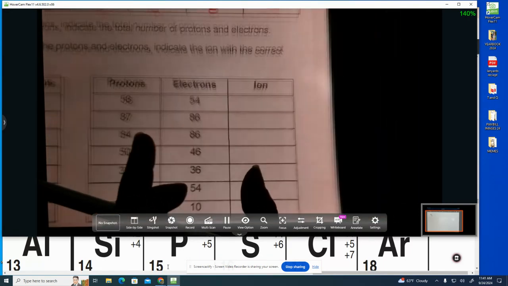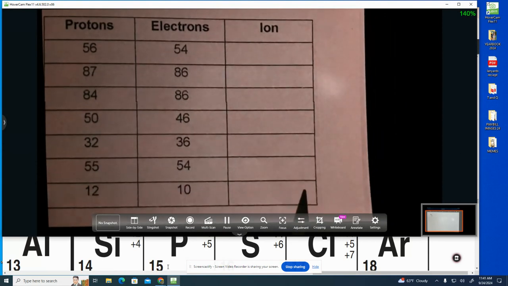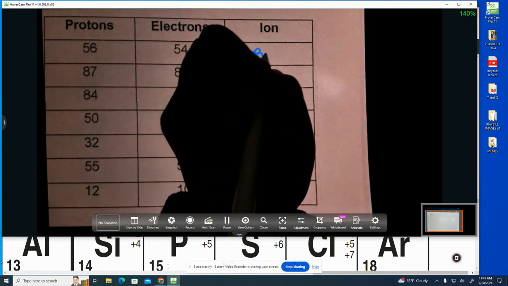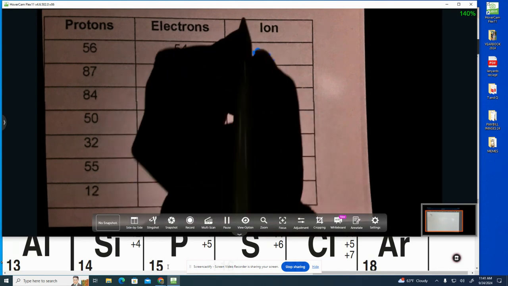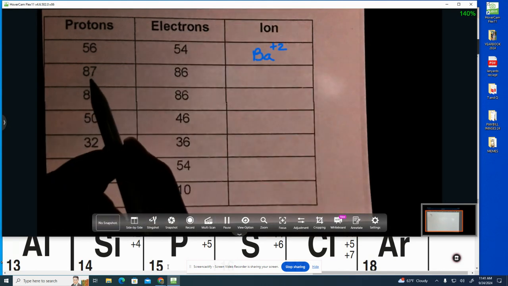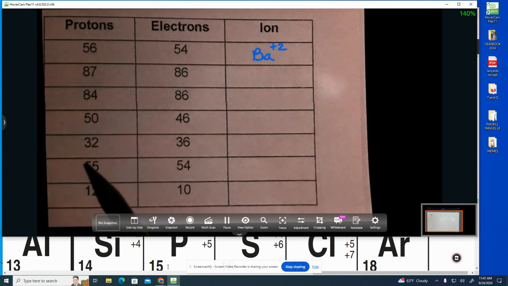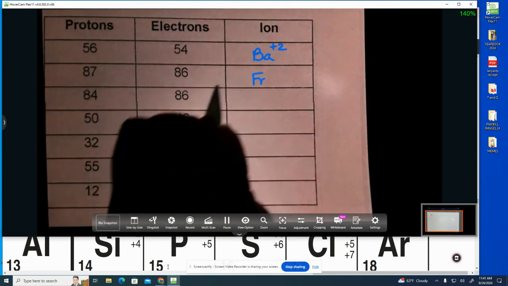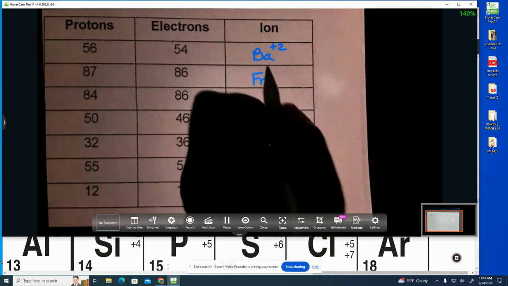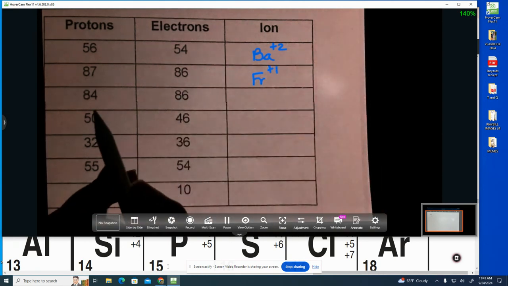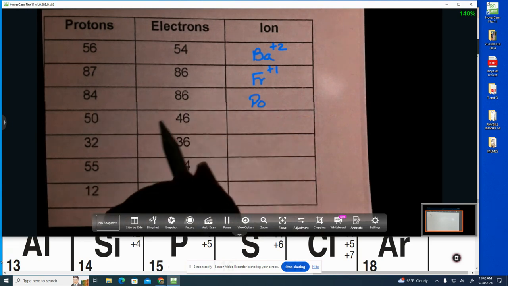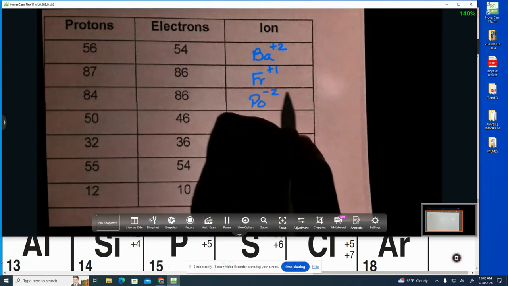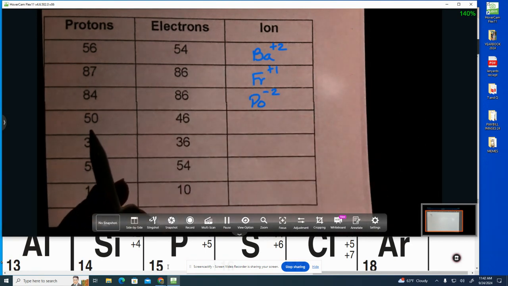All right, let's do this one. Protons, 56. What symbol is 56? BA? All right. What's its charge going to be? +2. I like it. All right. Protons, 87. FR, francium. What's its charge? +1. Good. 84 is going to be polonium with 86 electrons. -2.